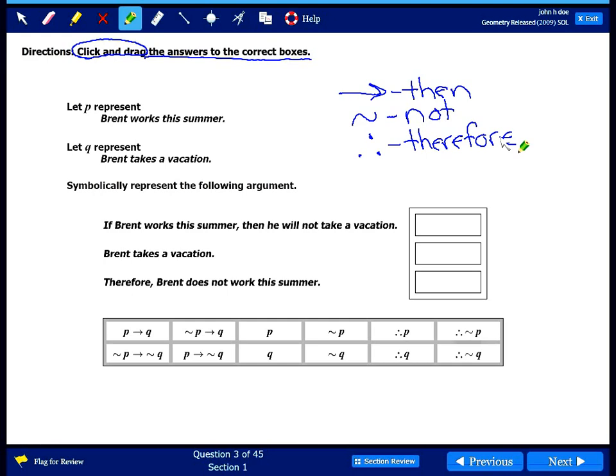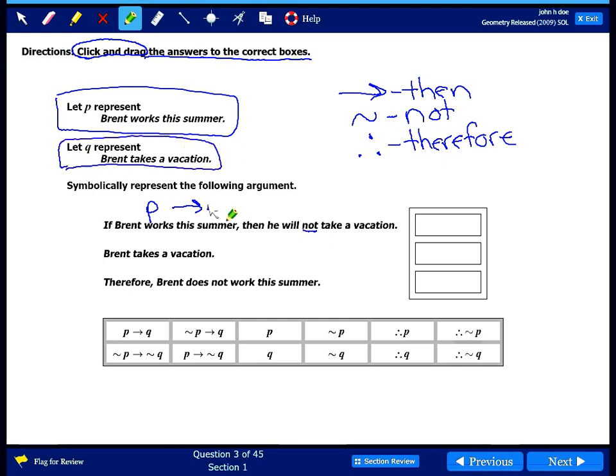So it says if Brent works this summer. Well, that's P. If P, then there's our arrow, he will not take a vacation. So we have Brent takes a vacation, so we're using not Q. So if P, then not Q. So the first one we're going to have, let me slide this one up here.